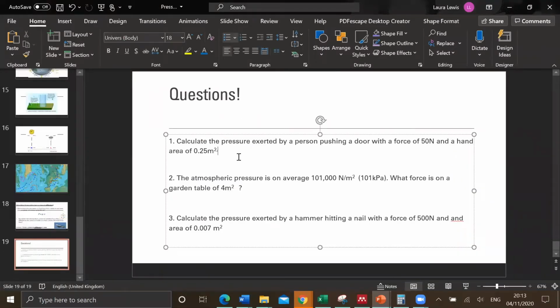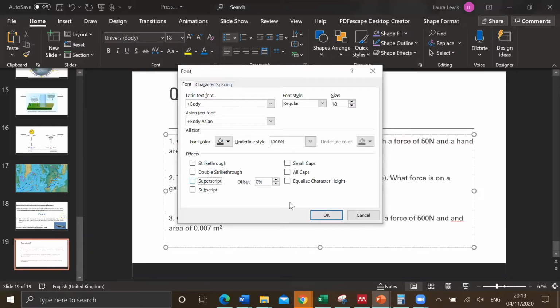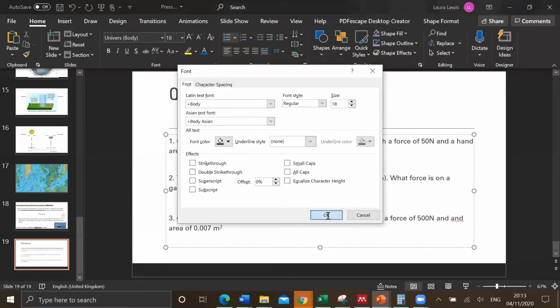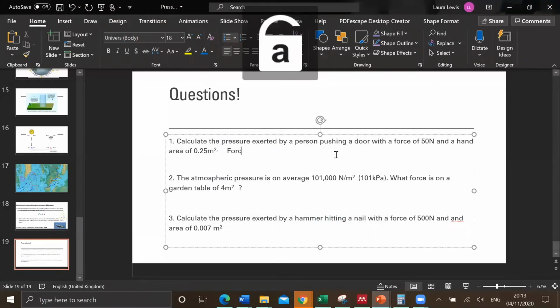So calculate the pressure exerted by a person pushing a door with a force of 50 newtons and a hand area of 0.25 meters squared. So I think I've got a superscript on here. Let's start with the definition. Force equals pressure times area.